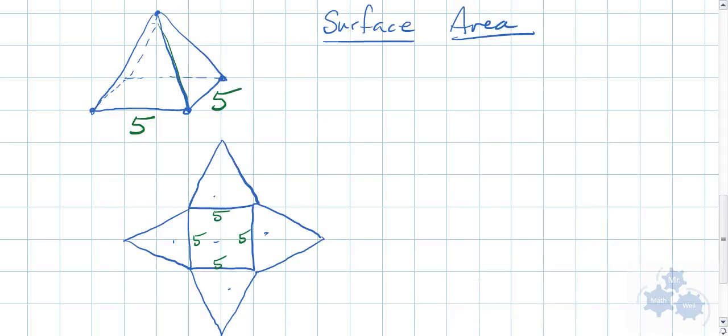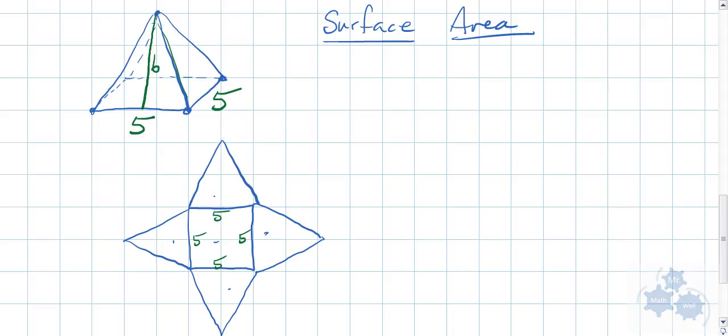Your diagram here and your net diagram especially. All right, so let's say the slant height, and I'm just going to make a little less work for you right away. Okay, the slant height, let's say, is 6 units. So the slant height is 6.